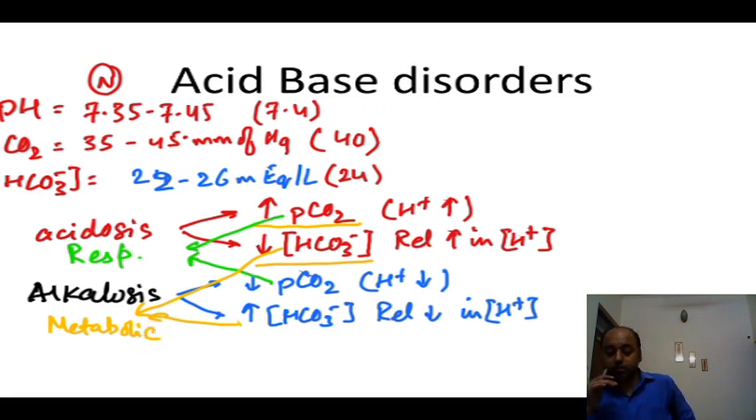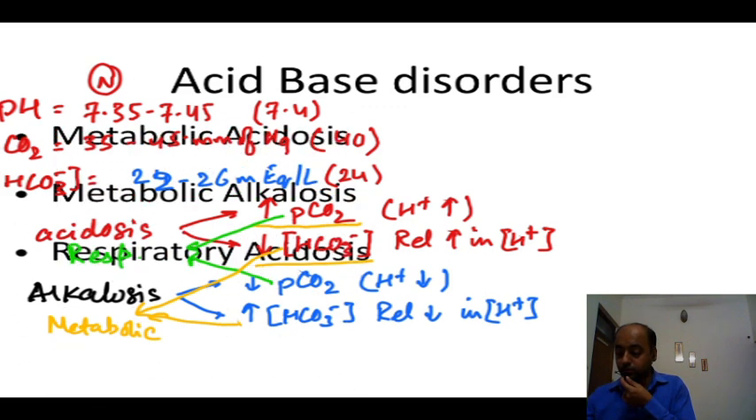So remember, what are the changes that we'll get to see in the PCO2 values and the bicarbonate values in the corresponding acidosis and alkalosis. This will help us to determine what is the primary cause. By looking at the concentration of the PCO2 and the bicarbonate, we will be able to tell what is the primary cause for acidosis and alkalosis. Once you understand that, only then you will be able to talk about compensation.